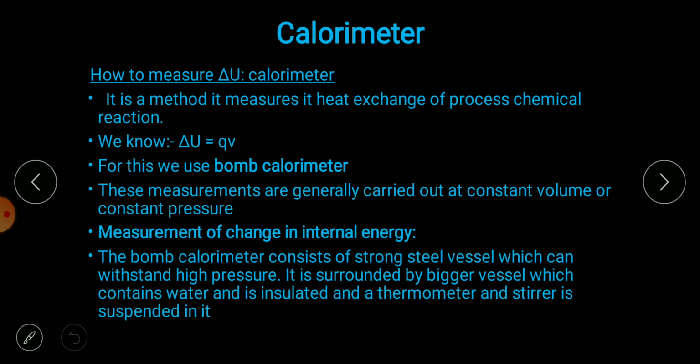So a calorimeter is a device which is used for measurement of heat exchange in a process. These measurements are generally carried out at constant pressure or constant volume. If constant volume, that means delta U. If constant pressure, that means delta H. So we can calculate the value of enthalpy change also, apart from internal energy change. So how can we measure the internal energy change? What is a bomb calorimeter? What kind of device do we use for measurement of heat?